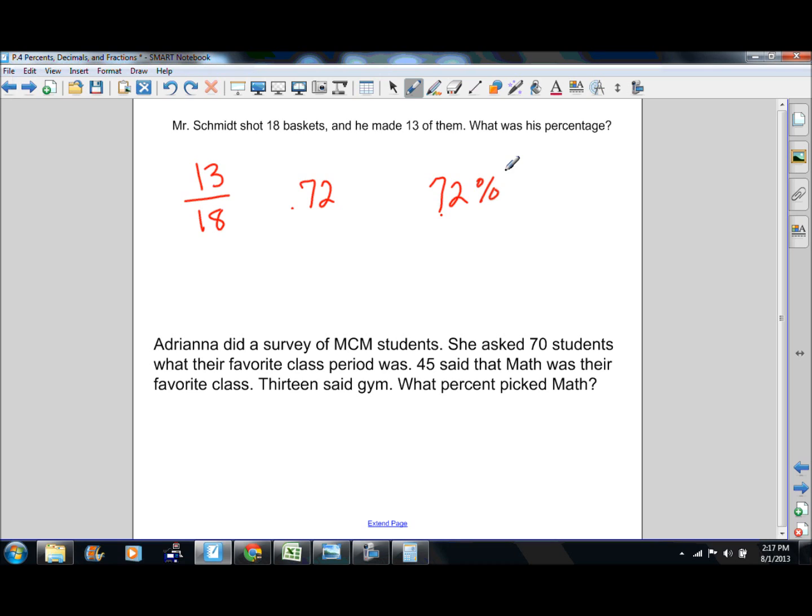And then finally, the last one, Adriana did a survey of MCN students. She asked 70 students what their favorite class was, and 45 said that math was their favorite. 13 said gym. It's not surprising that more people picked math than gym. We all know you guys love math.